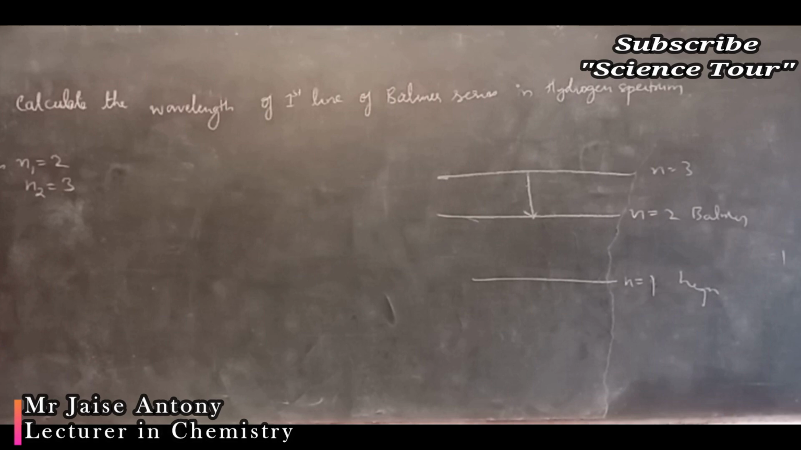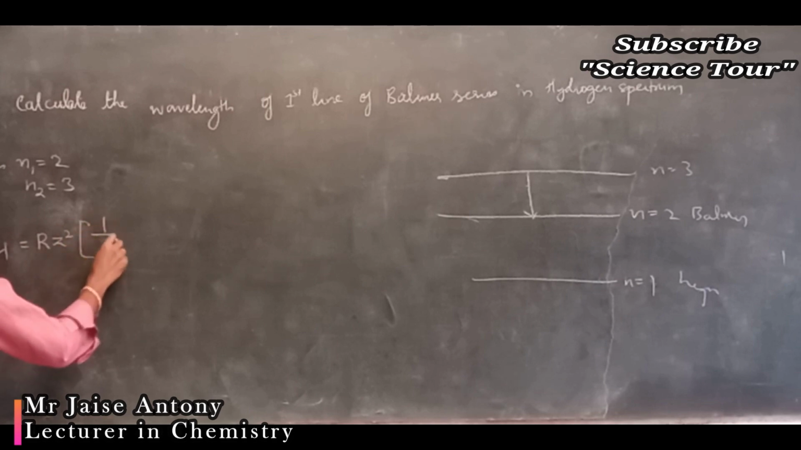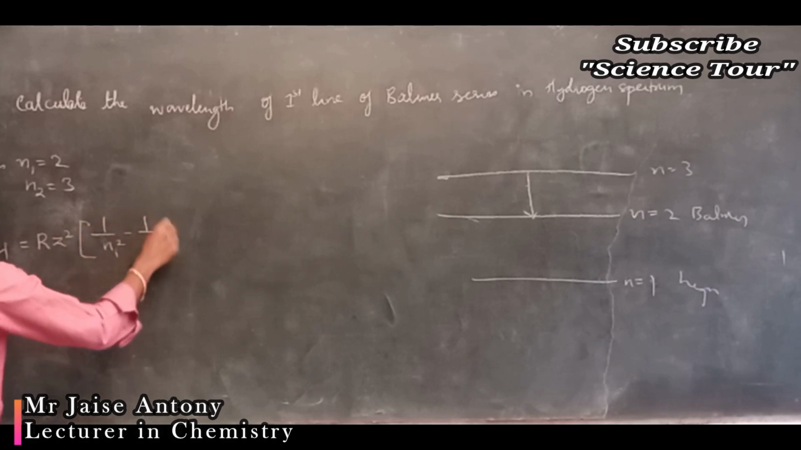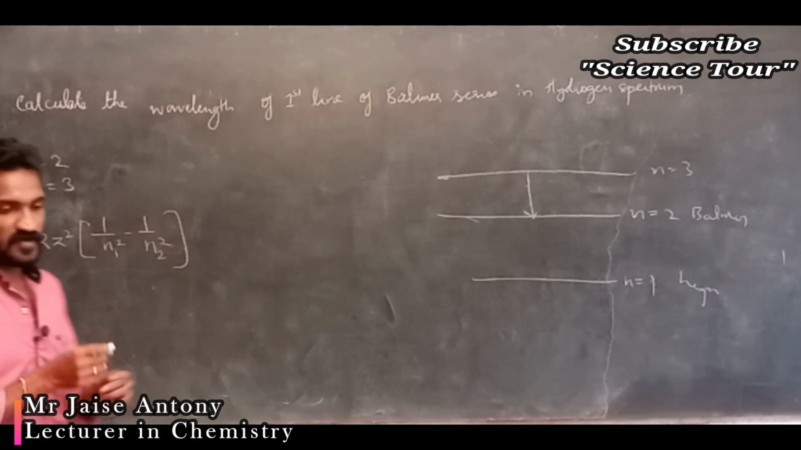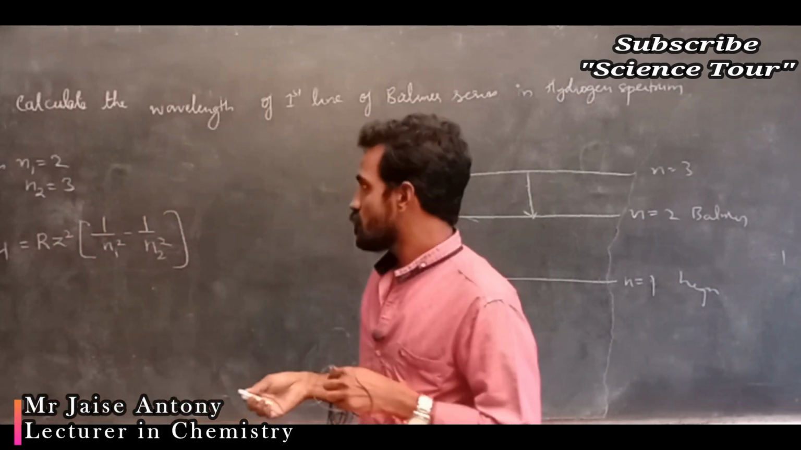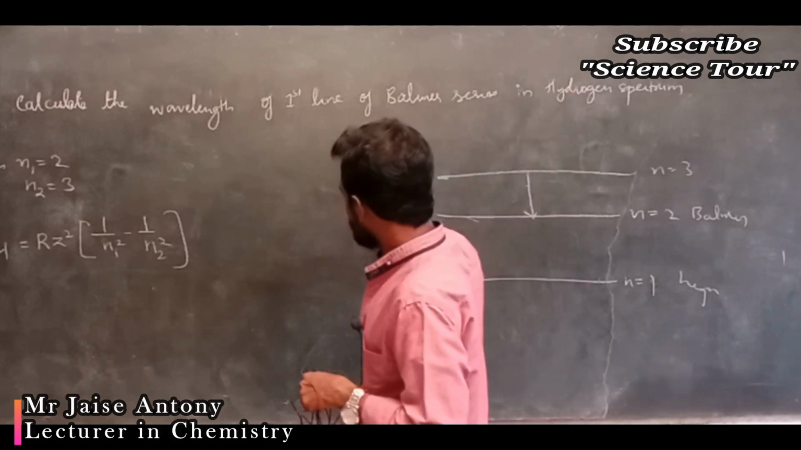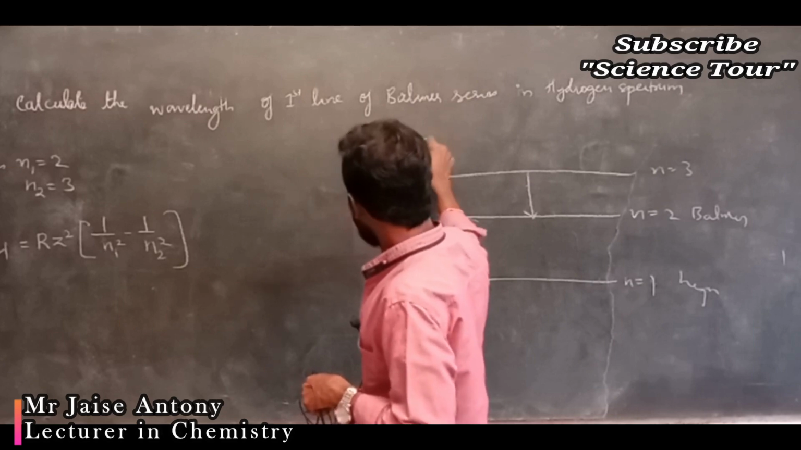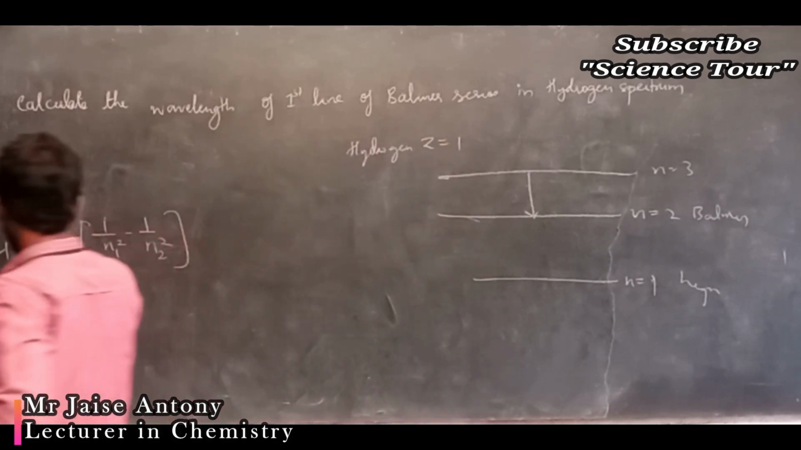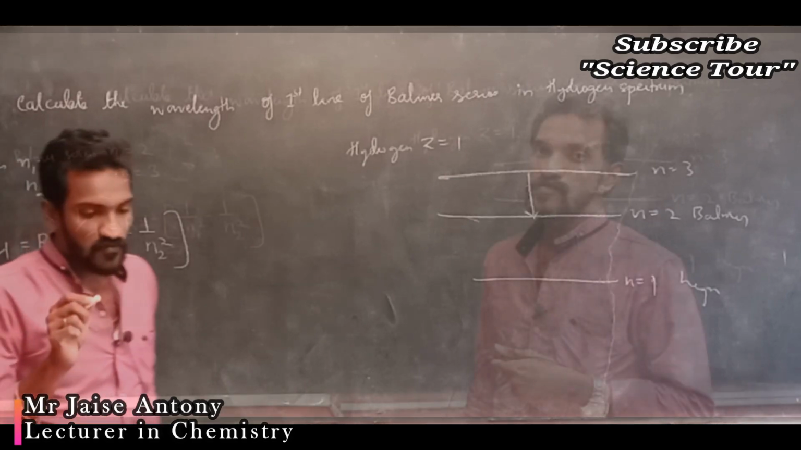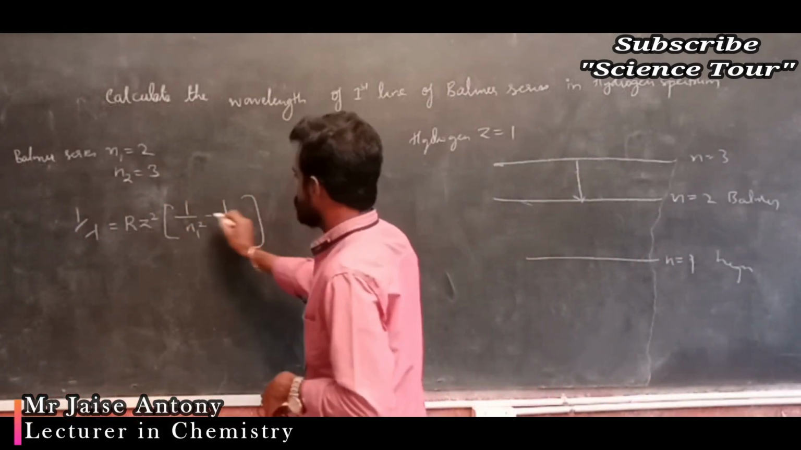So we are using the Rydberg formula: wave number, 1 by lambda, and you have to calculate the wavelength. 1 by lambda is equal to R Z square, 1 by n1 square minus 1 by n2 square. This is the formula, my dear students. Now, for hydrogen, atomic number Z is equal to 1. So here you are substituting Z equal to 1 in 1 by lambda. See, this I will substitute.